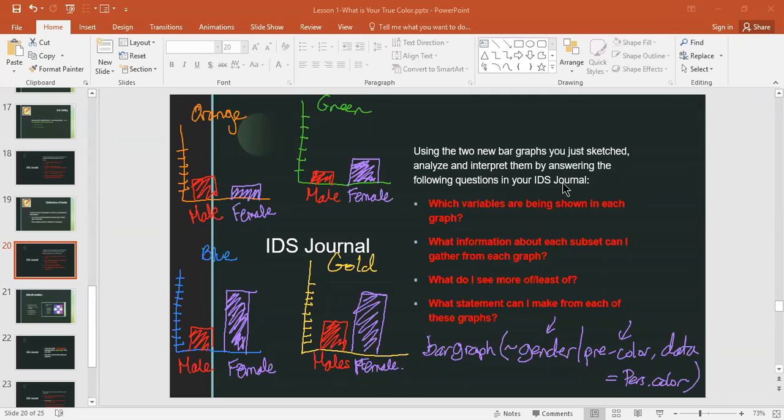Matthew, do you have a response for number 4? Like orange, you see less orange, and blue and gold are the same, like you see less of that. So you see less orange and you see blue and gold is the same? Yeah, they're kind of neck and neck. Okay, thank you.